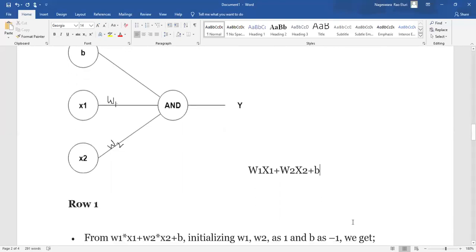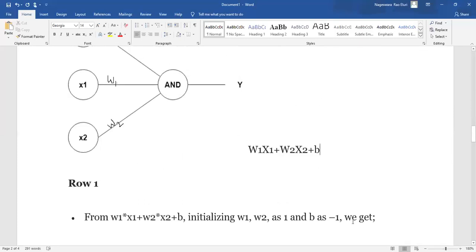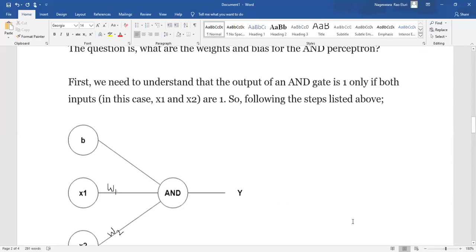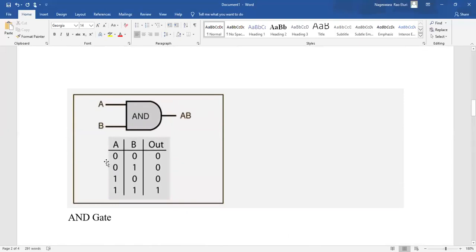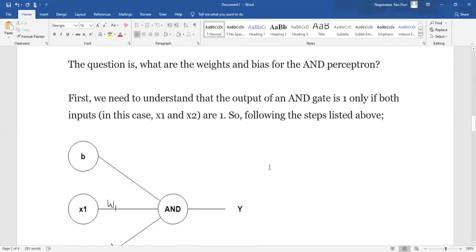Okay, so now you can see row 1. Here you just go through the AND logical gate. This is row 1, this is row 2, this is row 3 and this is row 4. Row 1 is x1 is 0 and x2 is 0. Then what about the weight and bias values?